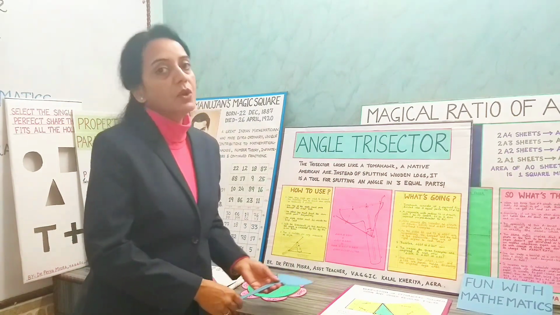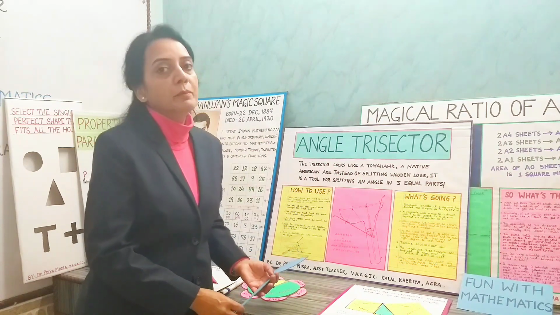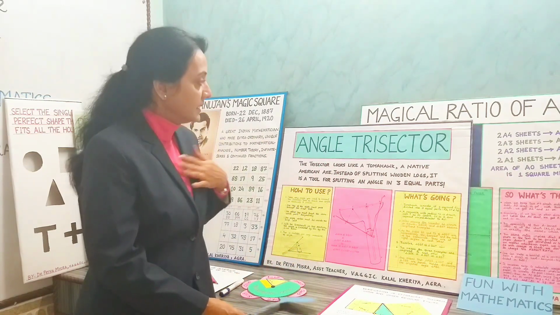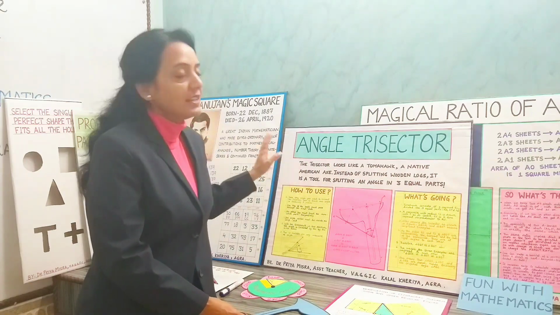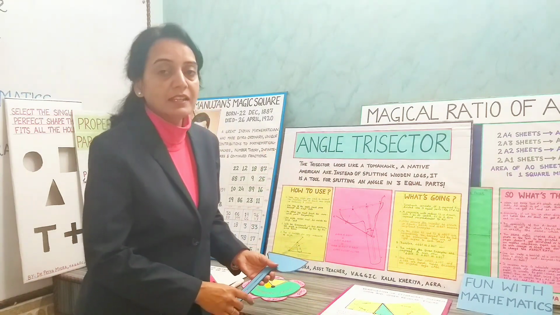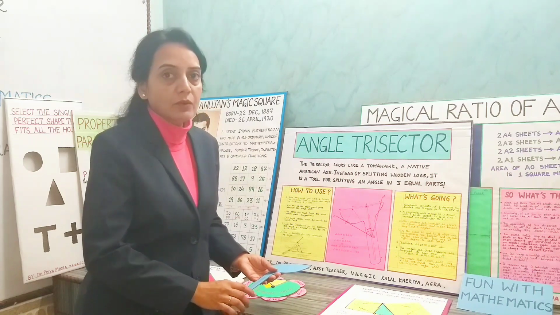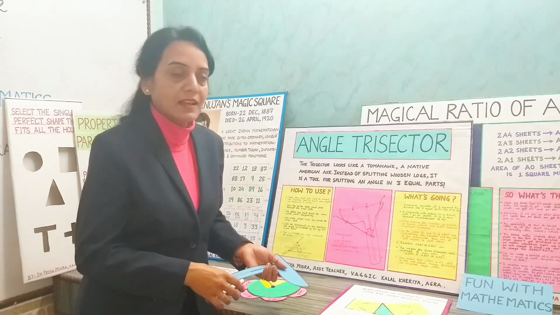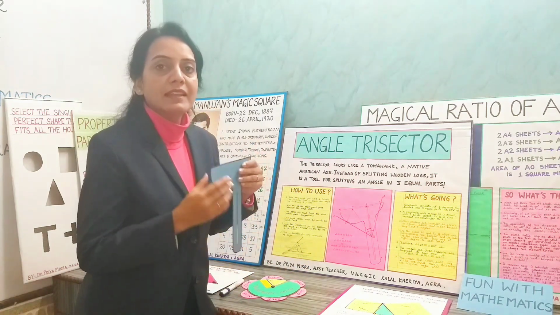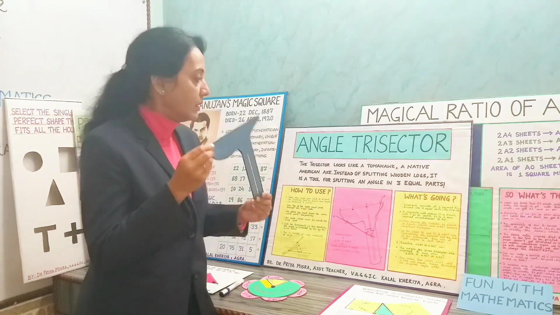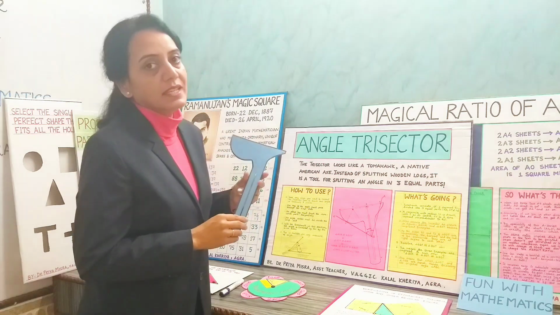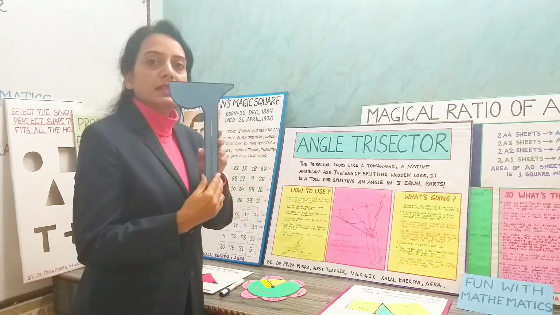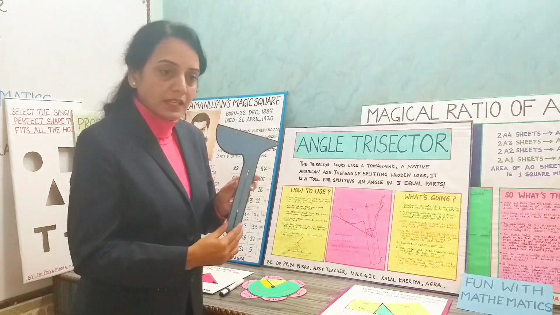In mathematics, we all know how to bisect an angle. My next TLM is about trisecting an angle. If I ask you how to trisect an angle using compass and scale only, it would be a tedious task. That's why I have made an angle trisector. You can call it a small tool to make it easier to trisect an angle. Its shape is like this.